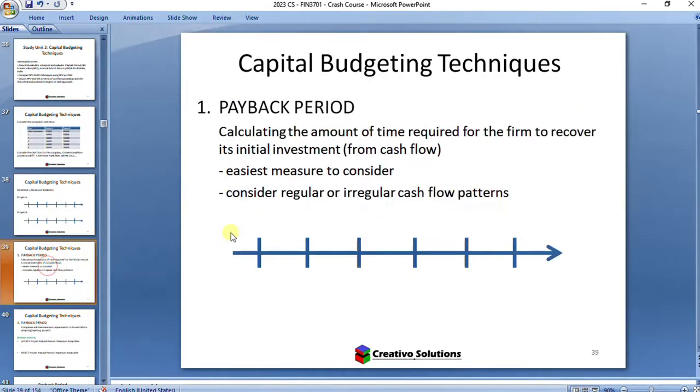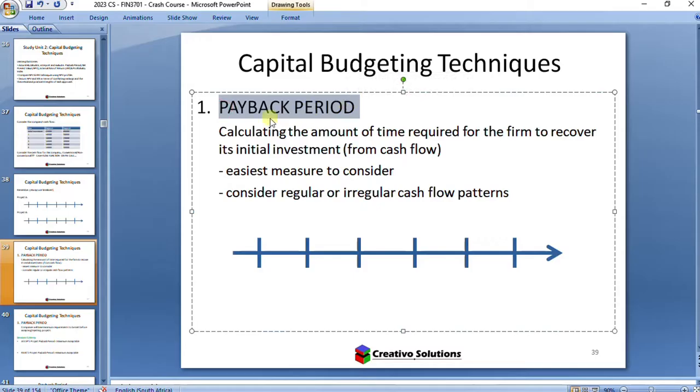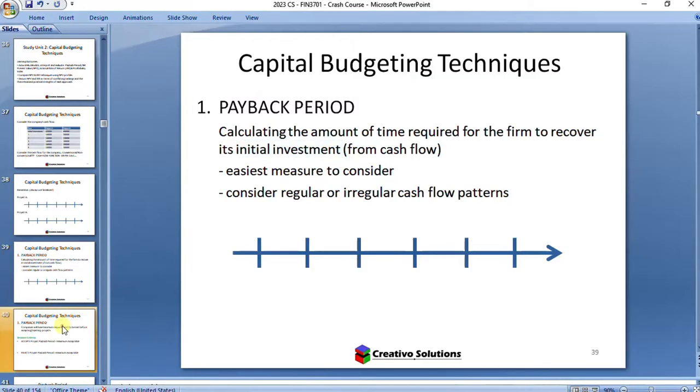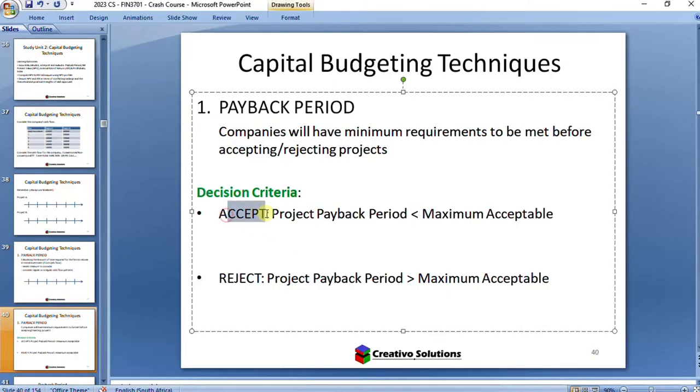Okay, capital budgeting. First technique, payback period. What is payback period? Well, it's looking at the initial investment. When do I cover it? Just be careful with payback period. There's no time value of money associated with it. It's literally just looking at the amounts. How do we know when we accept? When the payback period is less than the maximum acceptable.